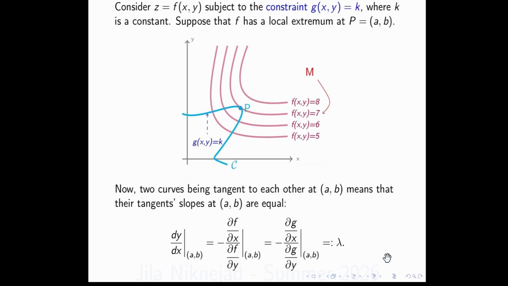So what's the significance of that? Now, the two curves being tangent to each other at a and b means that their tangent slopes at a and b are equal. And so that means that the derivative of y with respect to x at a and b is going to be the same for both functions. One is negative partial of f with respect to x over partial of f with respect to y at a and b, and the other one is negative partial of g with respect to x over partial of g with respect to y at a and b. So this is another way of imagining what the Lagrange multiplier theorem does.